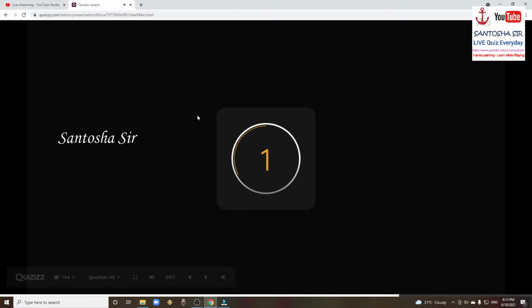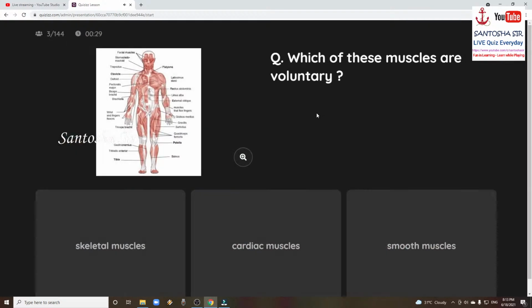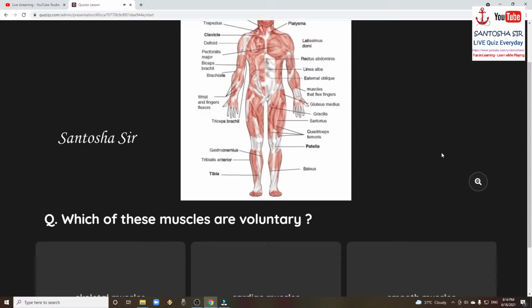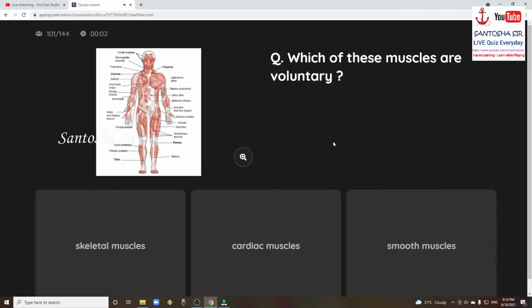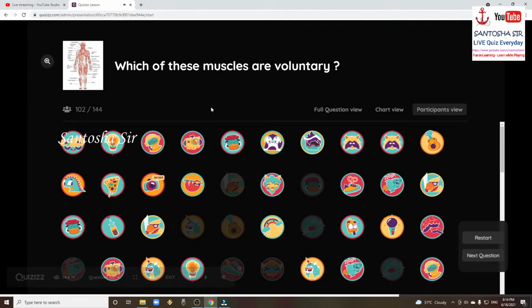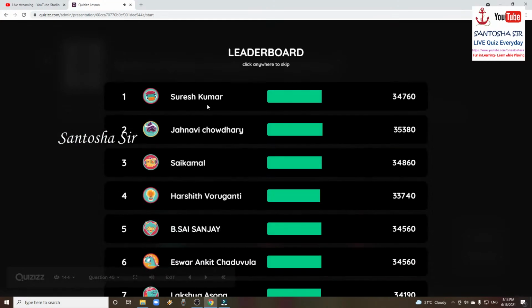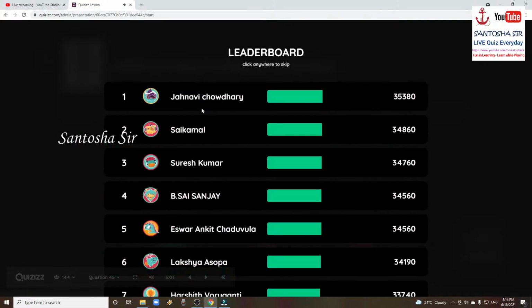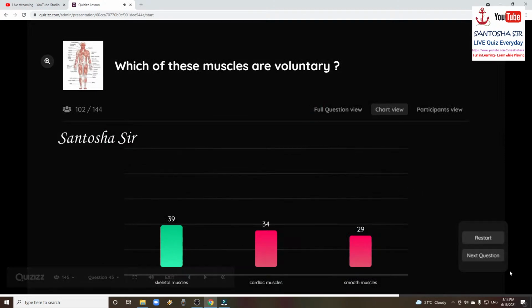Let's move on to the 45th question. Here comes now. Which of these muscles are voluntary? Skeletal, cardiac, or smooth? Time is up. 1 or 2 members answered. Let's check the leaderboard score if we could see any change. Oh, wow. 1, 2, 4, 5, 6 positions changed. 39 members answered it correctly.